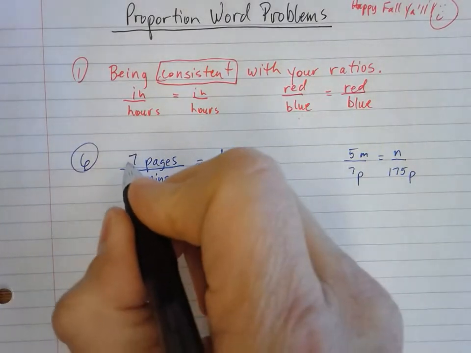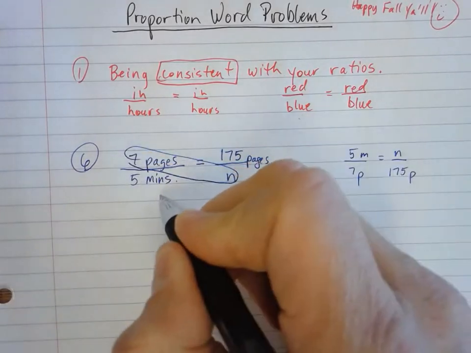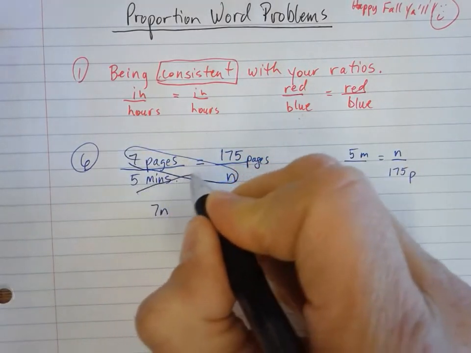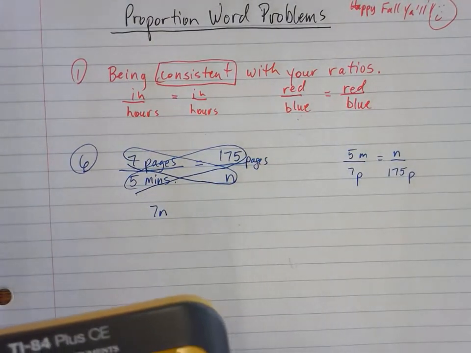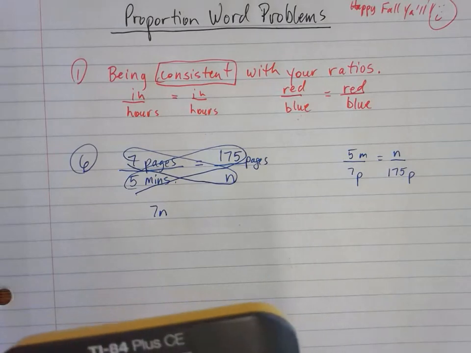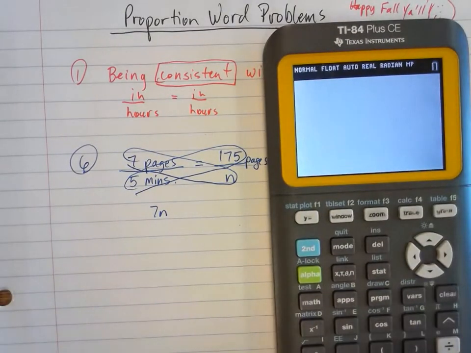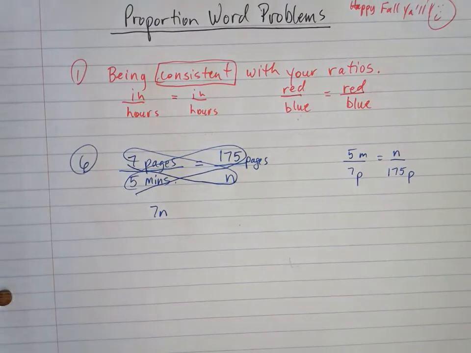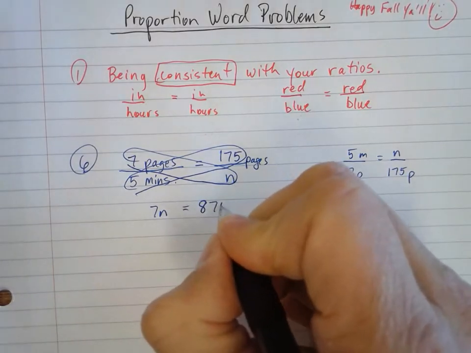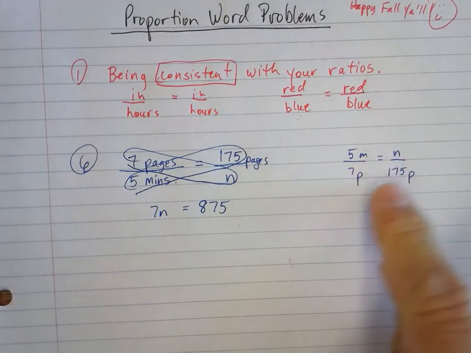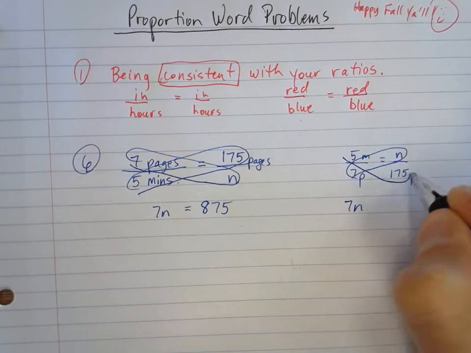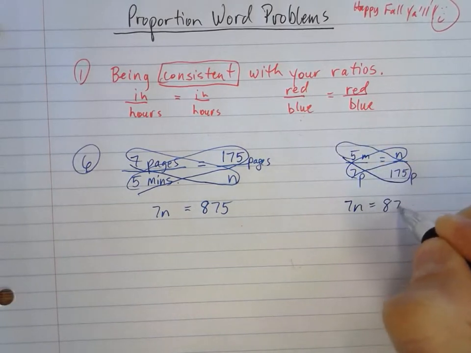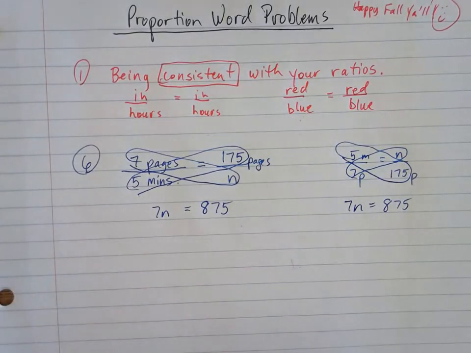7 times n, of course, is 7n. 5 times 175, again, you can do it in your head. That's good. If you can't, feel more than free to get your calculator. So 5 times 175, my product is 875. If we do it over here and see how we did it on this one, that would be 7 times n is 7n. 5 times 175 gives me 875. So either way, it's going to end up giving you the same answer.